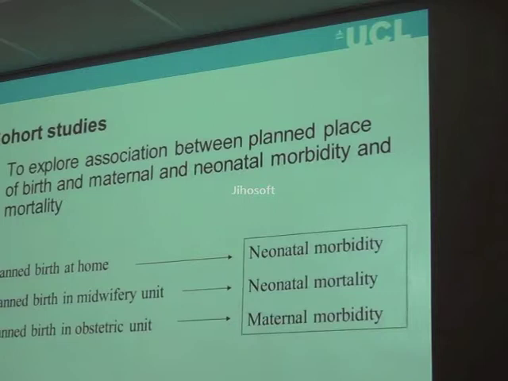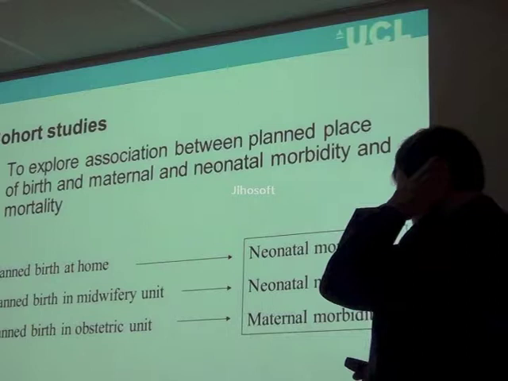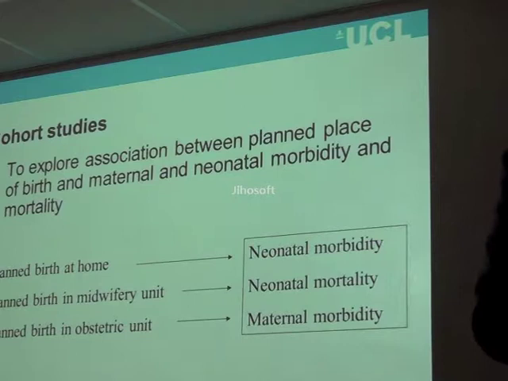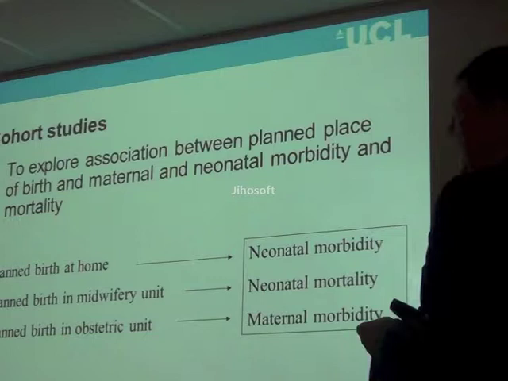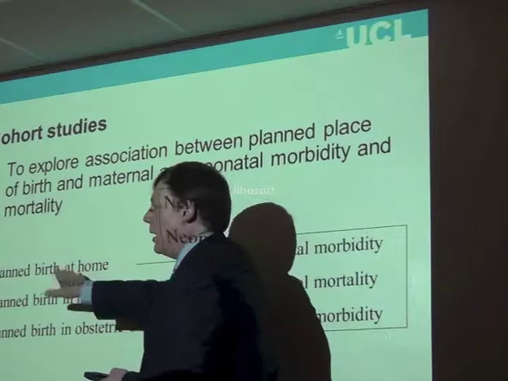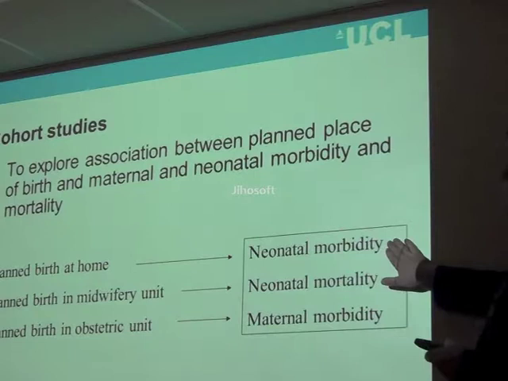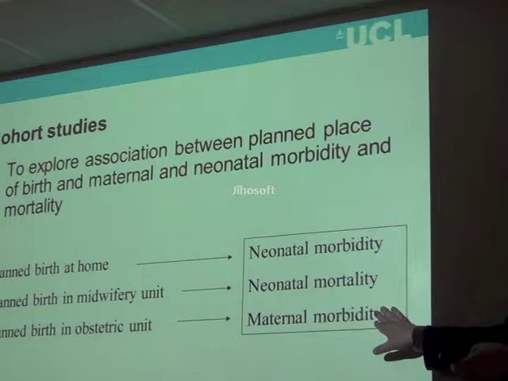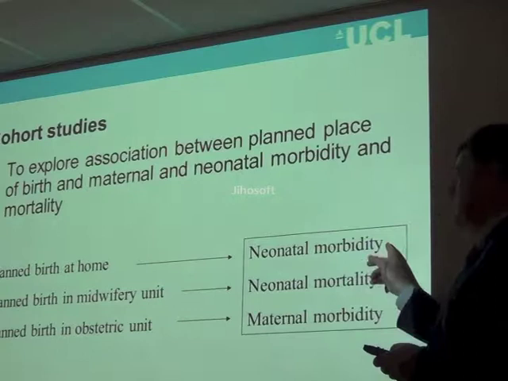So, cohort studies. I did a big cohort study where we recruited 85,000 women in the UK to look at the safety of planned place of birth, where we wanted to look at whether it was safe for women to plan birth at home, in a midwifery unit, or in a hospital. So we selected these groups based on those exposures, planned birth at home, not actual birth at home, and then we followed them up and looked at their neonatal morbidity, neonatal mortality, and maternal morbidity. Exposure was where they planned to give birth, and what we're interested in is the safety for the mother and the baby. It's a very straightforward design.